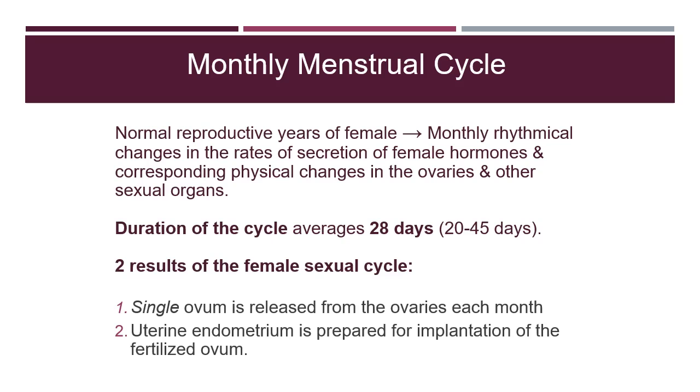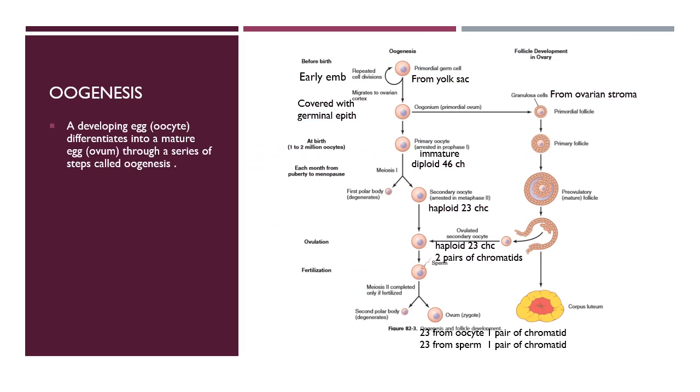There are two results of the female sexual cycle. The first result is the release of a single ovum from the ovaries every month. The second result is preparing the endometrium for implanting the fertilized ovum. One of the main functions of the female reproductive system is to produce an ovum every month, to be fertilized by the sperm.